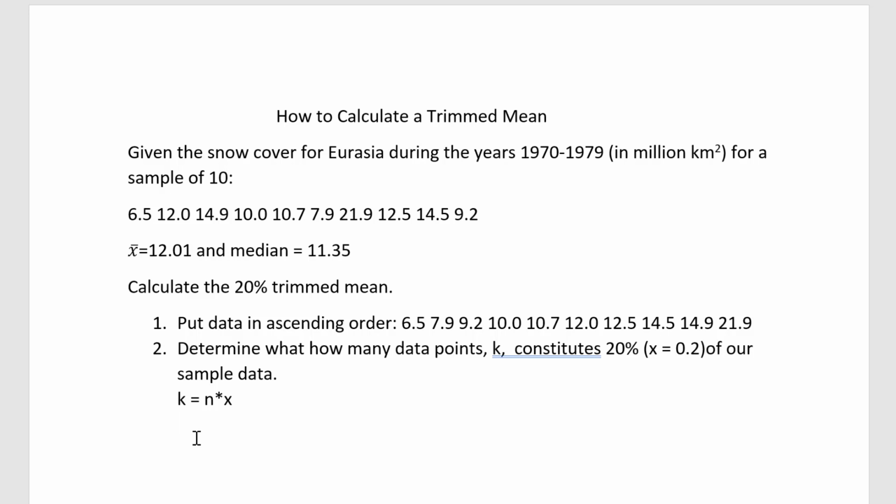So K is basically n, our sample size, times the 20% written in decimal form. So in order to find K, I put in our sample size of 10 and multiply that by 0.2, and I would get 2. So that means I have to trim off 2 data values from the top and bottom of our data set.